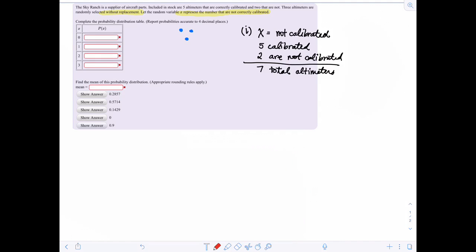Let's say we're doing the case where only 1 is defective. That means I could choose this one first, then these 2, or I could select this one first, then these 2, or I could select this one and then these 2. So you can see how it doesn't matter where I select the non-calibrated altimeter. It just matters that I'm selecting one, and it could have been the first one I picked or the second one or the third, but one of them has got to be there.